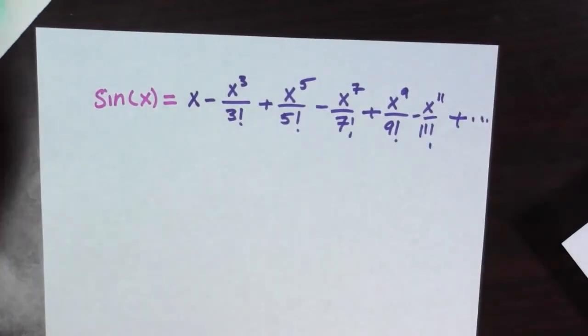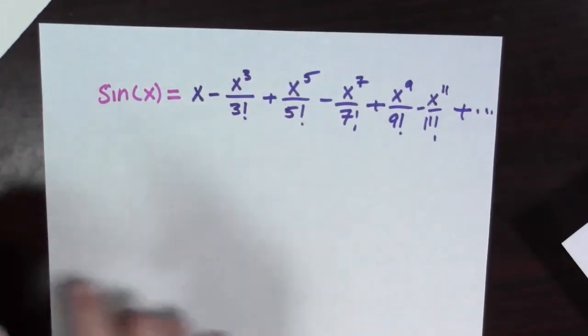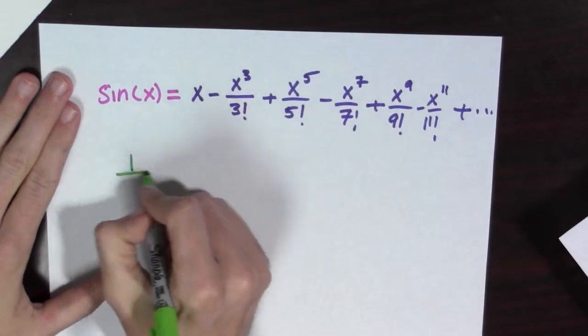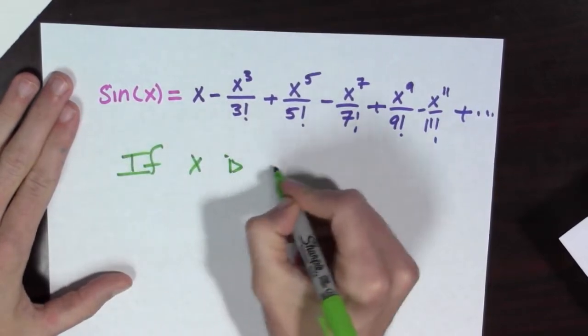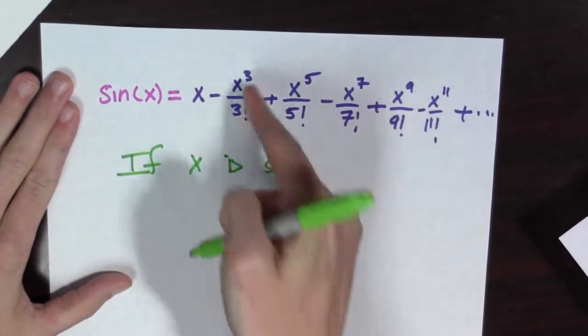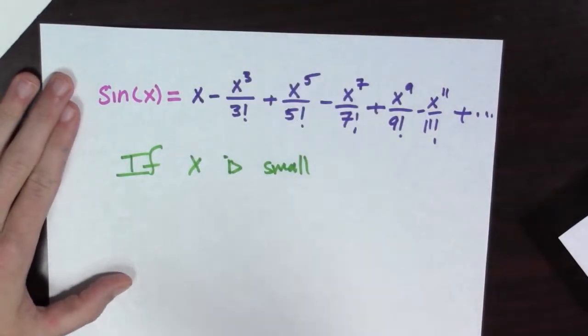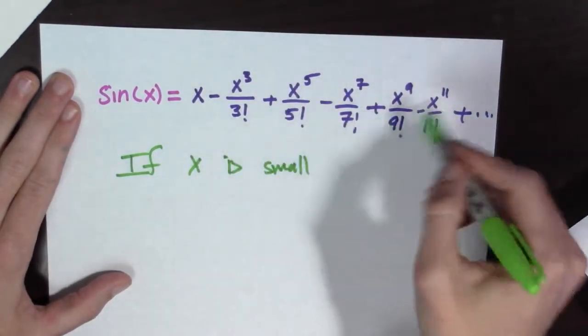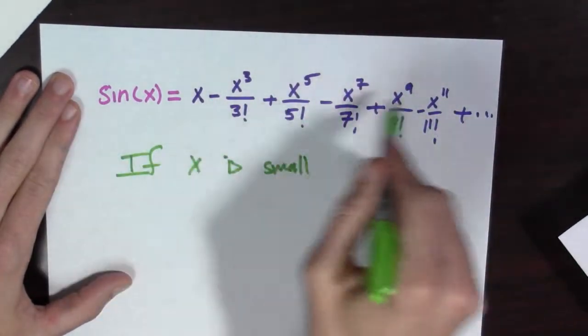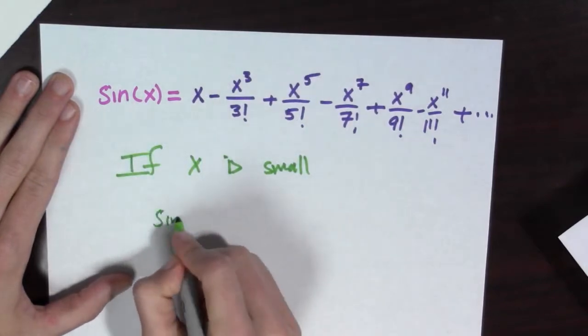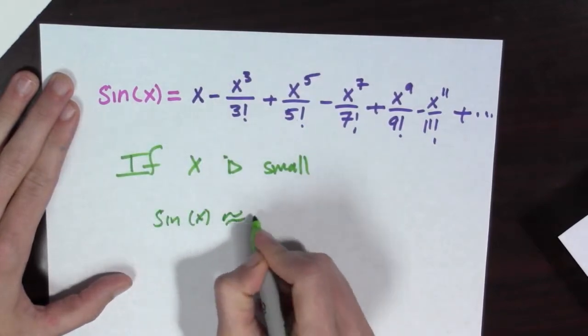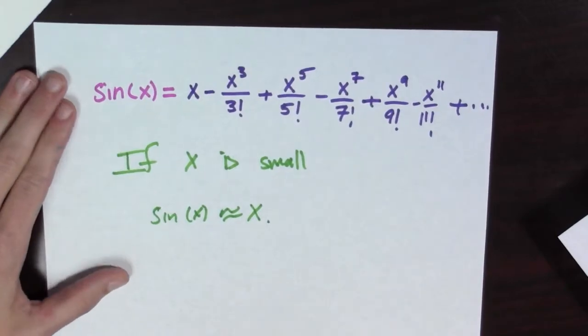And think about this. If x is small, then when you cube x, it gets much, much smaller. When you raise x to the 5th, it gets much, much, much smaller. When you raise x to the 7th, it gets much, much, much smaller. All these terms have very, very little effect. So sine of x is approximately x.